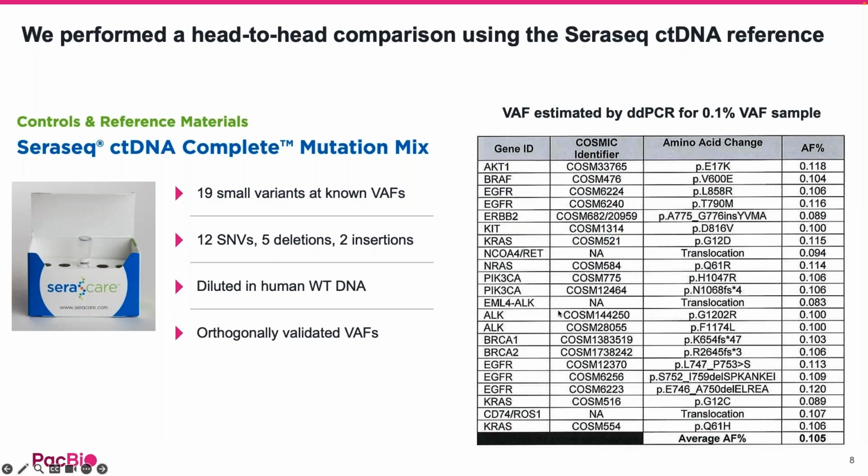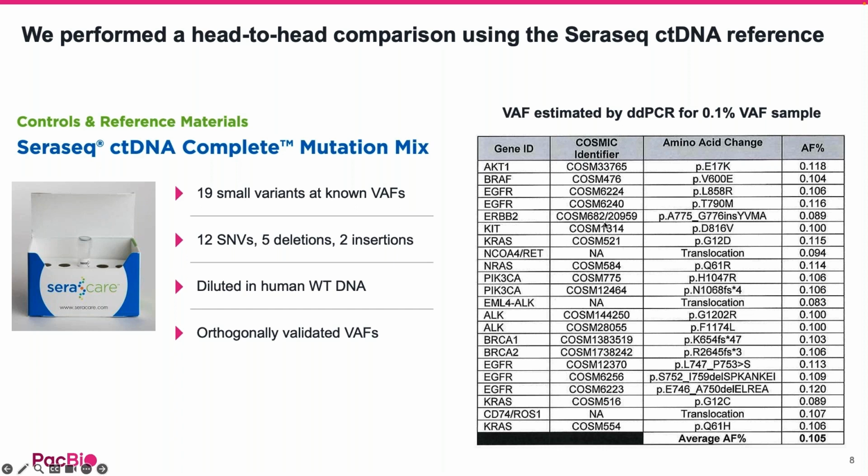So to test this, we performed a head-to-head comparison of SBB versus SBS using a commercially available reference sample. This is the SeraSeq ctDNA complete mutation mix. So this reference sample contains 19 small variants at known variant allele frequencies. So there's 12 SNV, single nucleotide variants, 5 deletions, and 2 insertions. And these have been diluted in human wild-type DNA to mimic what you would get from a plasma extraction of ctDNA. And importantly, each variant allele frequency has been orthogonally validated by digital droplet PCR.